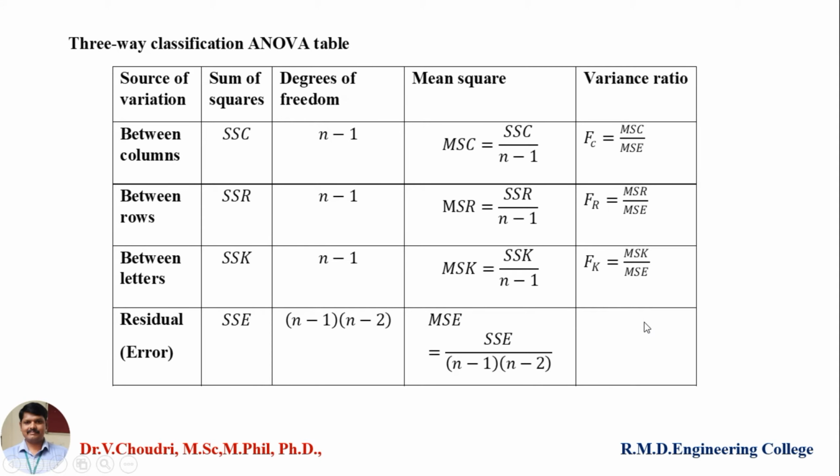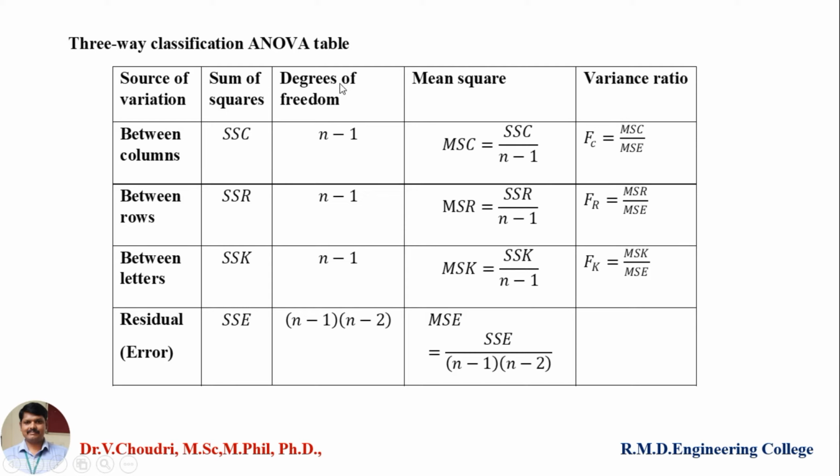See the ANOVA table of three-way classification. The source of variation we take as between columns, between rows, between letters or between treatments, and residual or error. First column, sum of squares. So how do we read this one? Sum of squares of columns, SSC. Sum of squares of rows, SSR. Sum of squares of letters or sum of squares of treatment, SSK. Sum of squares of error, SSE.